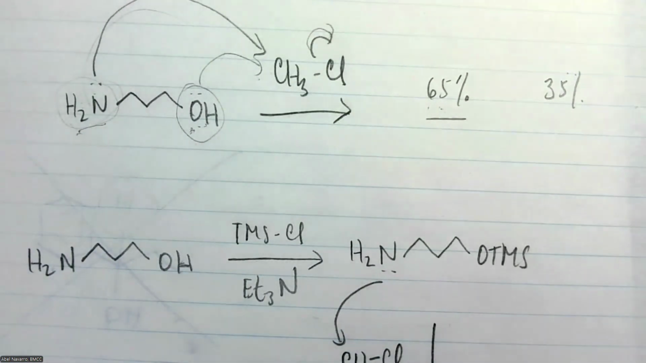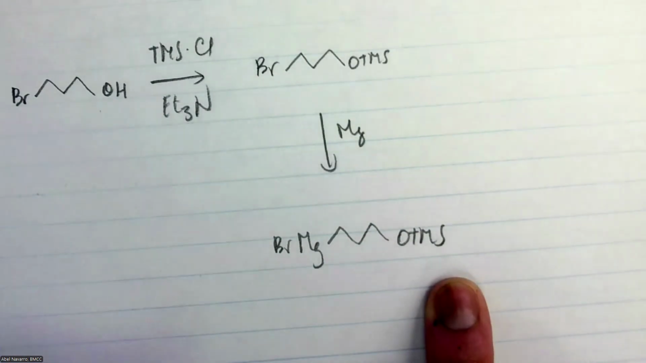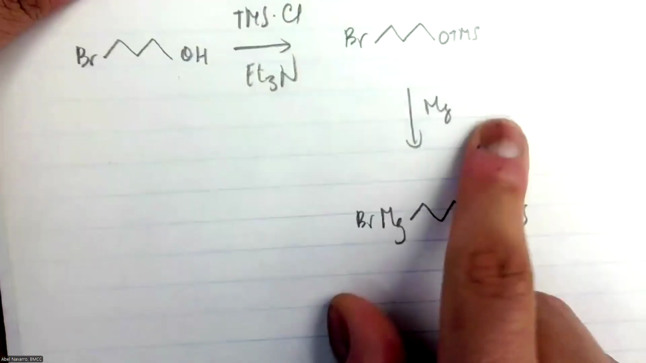Okay, so this is another example. The example that we had in the slides was the BR, OH. You had to protect it with TMS chloride in triethylamine. You had to protect the OH, OTMS, so you make the Grignard. The Grignard was made with the OTMS. It exists. What happens if you don't block it?